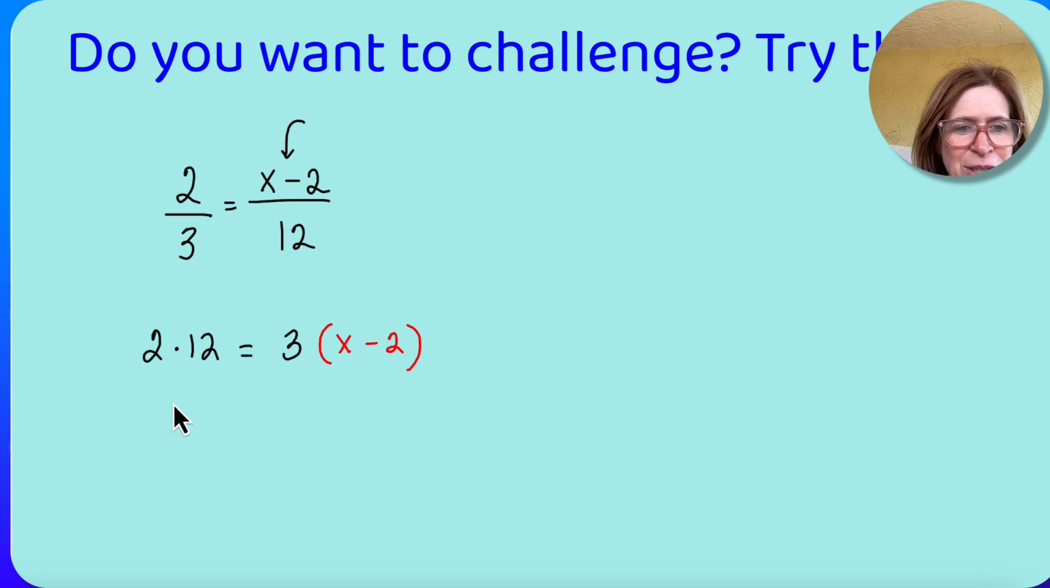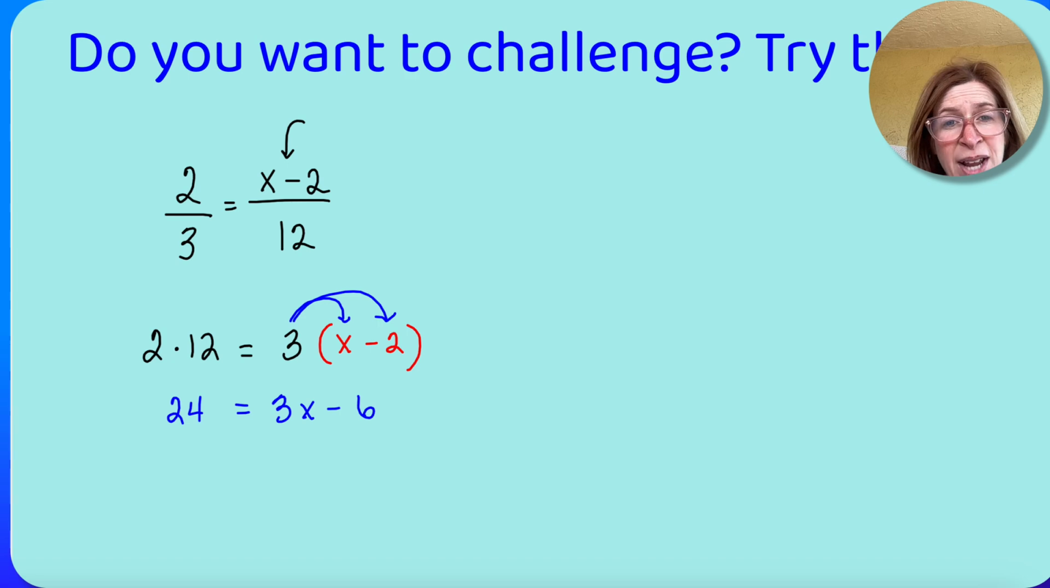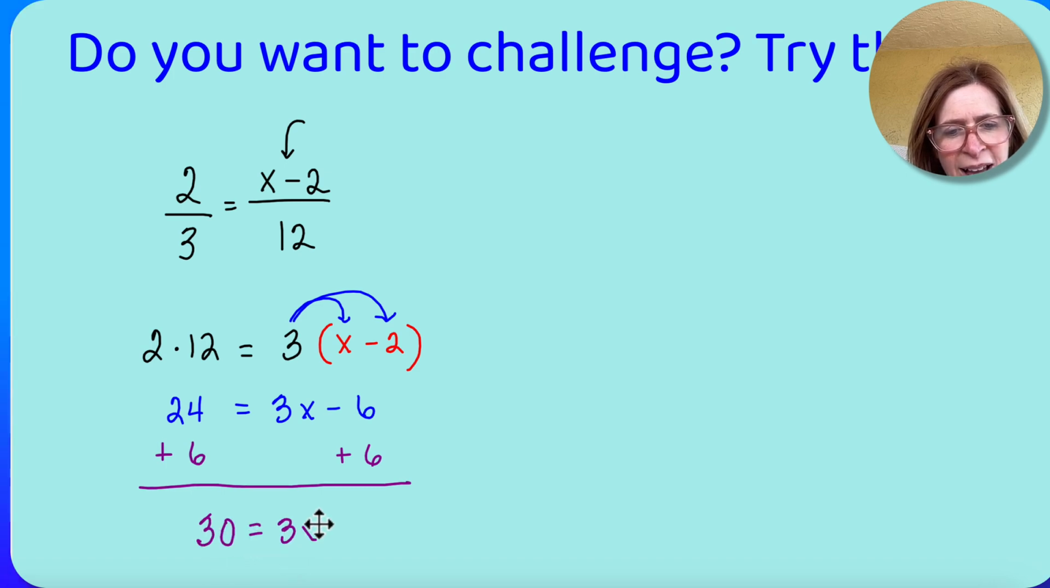So 2 times 12 is 24, and then 3 I have to multiply to the x and to the negative 2. So that's going to give me 3x minus 6. All right, so now I have to use my big algebra skills here. To solve for x, I have to do kind of like the backwards. I have to get the 6 to the other side first. So I'm going to add 6 to both sides. So 24 plus 6 gives me 30. So now I have the equation 30 equals 3x.